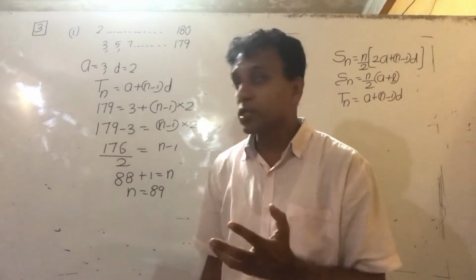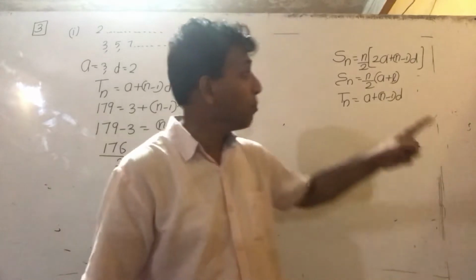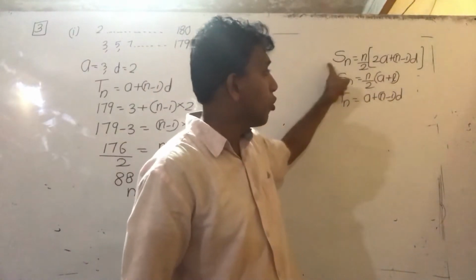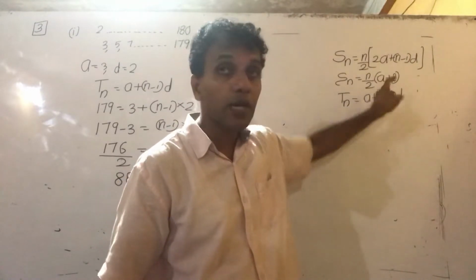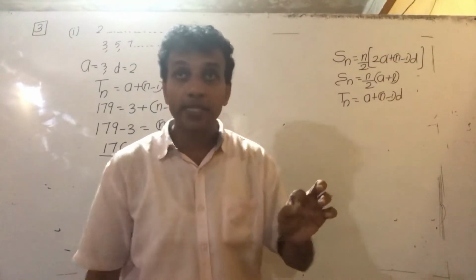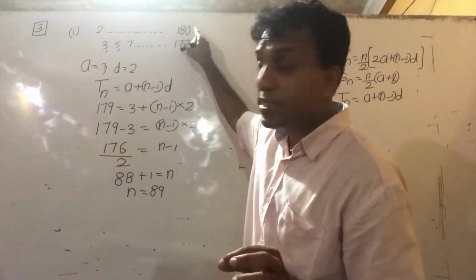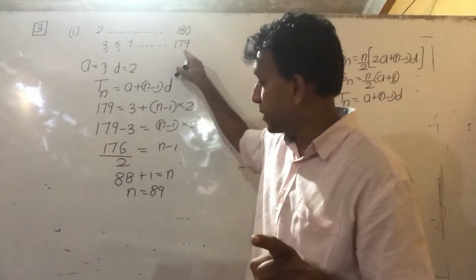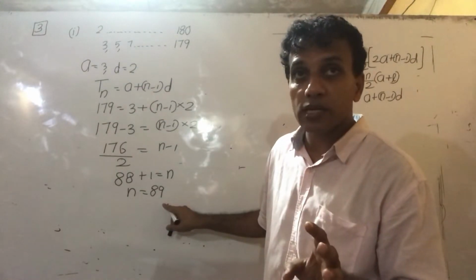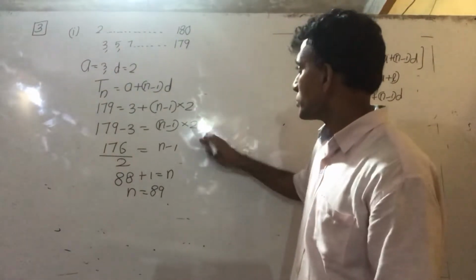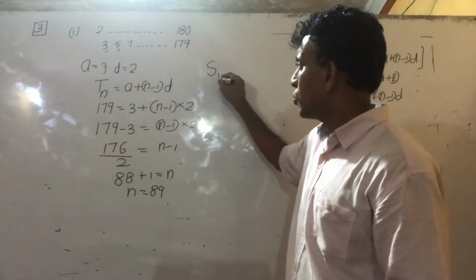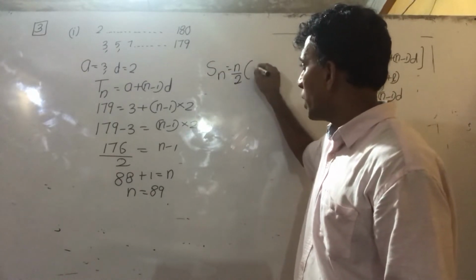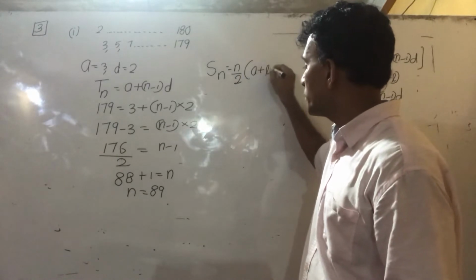So use an Sn formula. Here the best one is the second formula, because you know the last number. The last number is not 180, it is 179, which is the 89th term. Therefore, you apply Sn equals n by 2 into (a plus l).